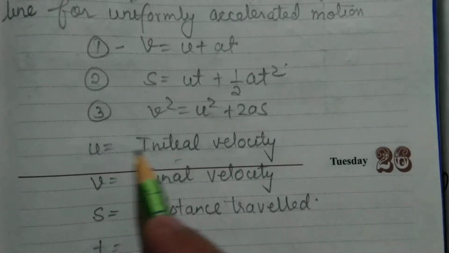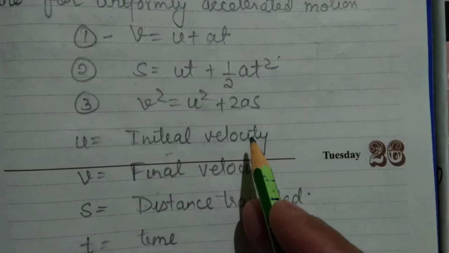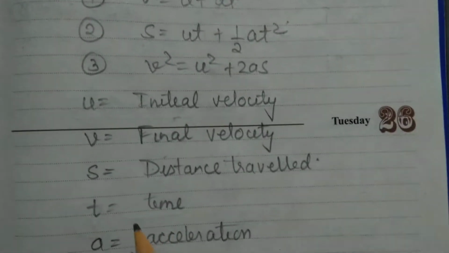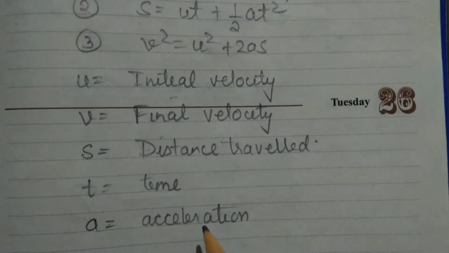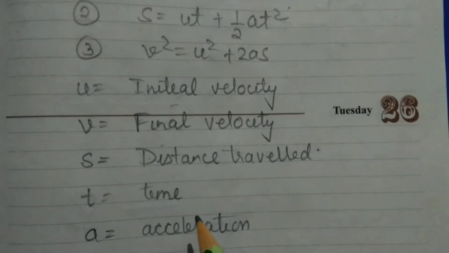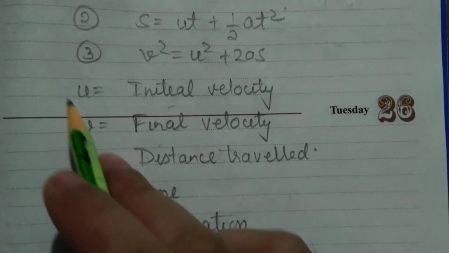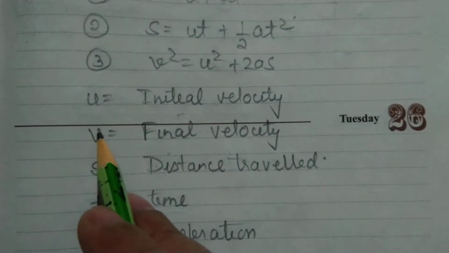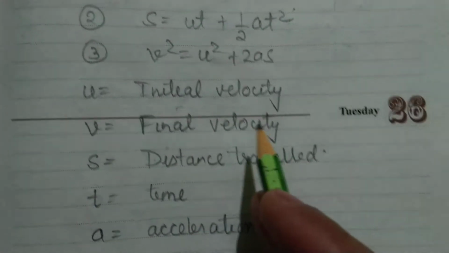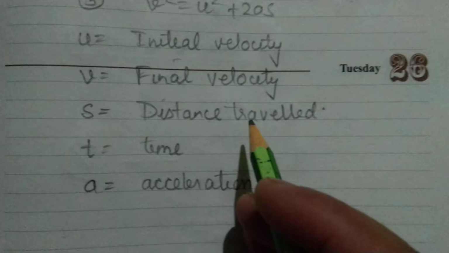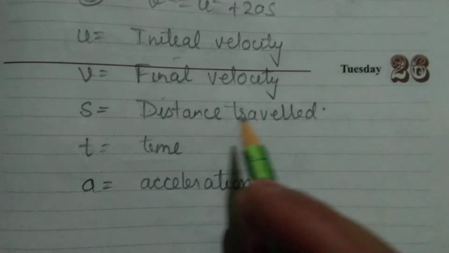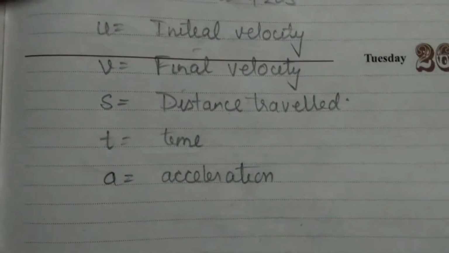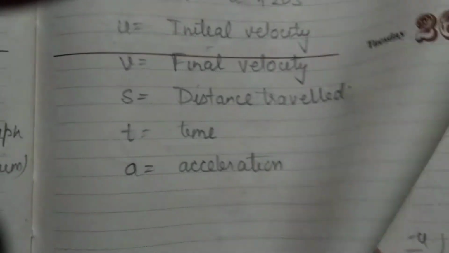In these equations, U is the initial velocity of the object, V is the final velocity of the object, S is the distance traveled, T is the time taken, and A is the acceleration. So if you are dropping a ball from your hand, then U will be 0 because you are just dropping it. The initial velocity is 0. V is the velocity when it reaches the ground because it is the final velocity. S is the distance traveled, it is the height from which you are dropping the ball. T is the time taken, and A is acceleration. In this case, the acceleration is the acceleration due to gravity.